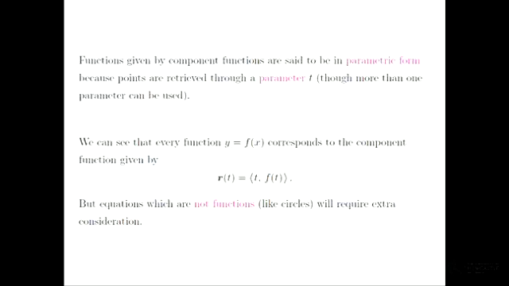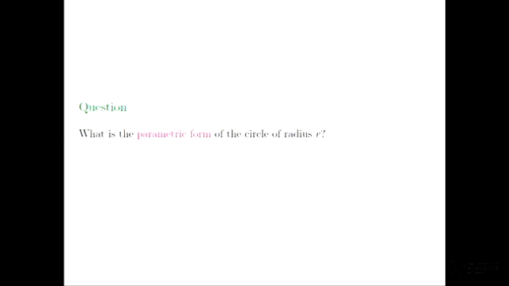A circle isn't a function, because it no longer satisfies the vertical line test. So how can we parameterize things like circles? What is the parametric form of the circle of radius r? Think of what we have to do here. We have to give a description of the circle which relies on only a single parameter. Does anyone have any ideas what that parameter could be?